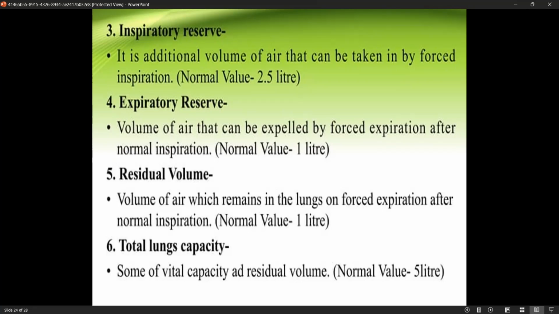And then what is residual volume? It is the volume of air which remains in the lungs after forced expiration. So that is also 1 liter. Total lung capacity is the sum of vital capacity and residual volume. That is 5 liters.